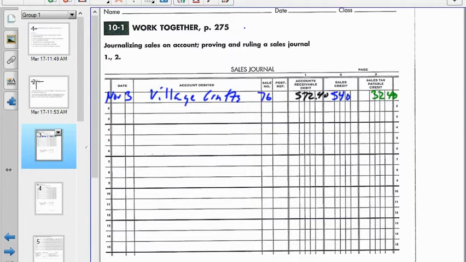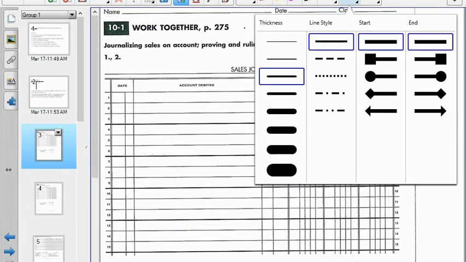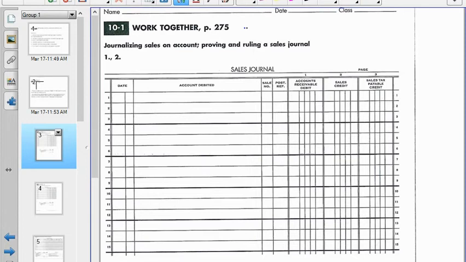I jump forward to page 274. Here is my sales journal. You're going to notice that a few of my transactions are not collecting sales tax. You run into nonprofits like a school, or Mr. Ring is doing the blood drive through the American Red Cross, some companies like that. You may not have sales tax being charged. With that in mind, let's go ahead and do our work together on 10-1.